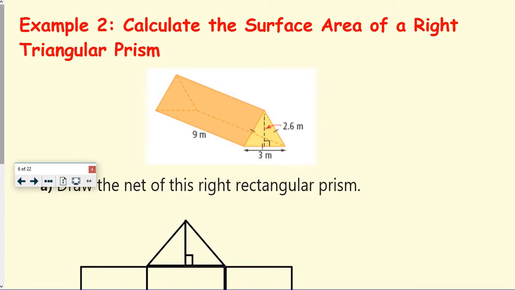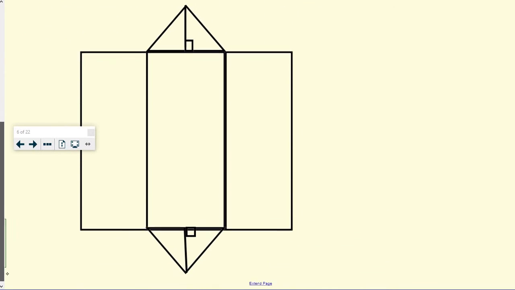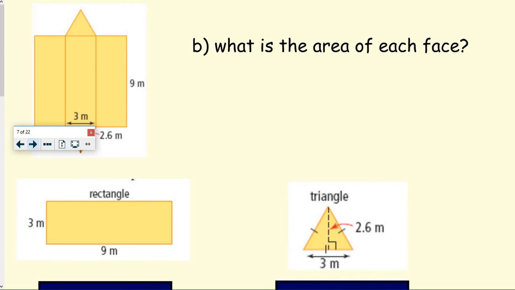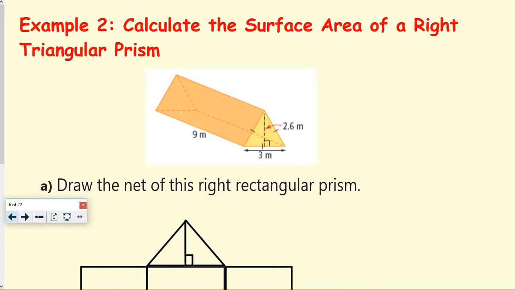Okay? Example 2, calculate the surface area of a right triangular prism. We need to draw the net of this prism. It's right here. So we draw the net first, and then what is the area of each face? We go back to the picture and we see it's 9 meters on its length, it's 3 meters across, and the height is 2.6.